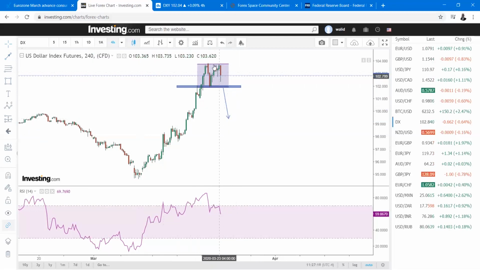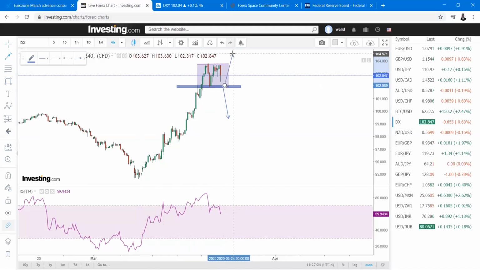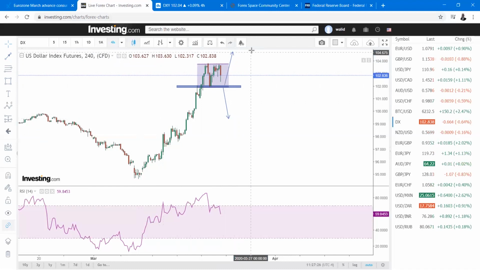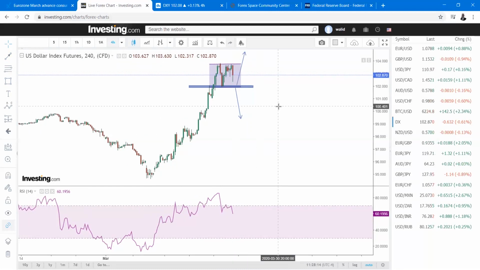Also, this might be a rectangle, and price could continue to the upside to the next resistance levels, maybe at 105. And how is gold affected by all of this? Let's go to the gold chart.